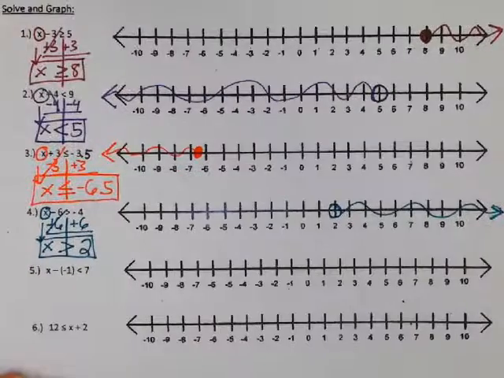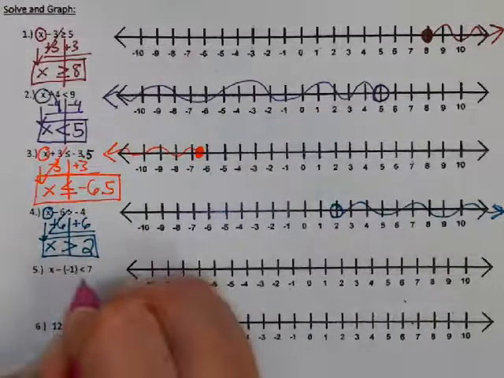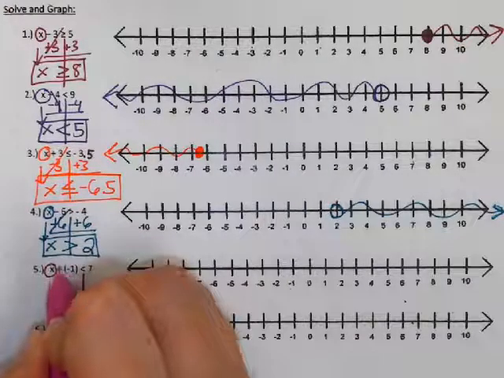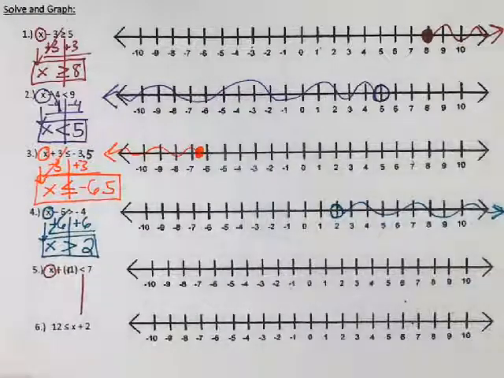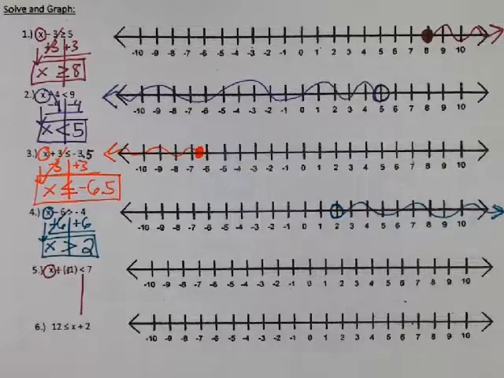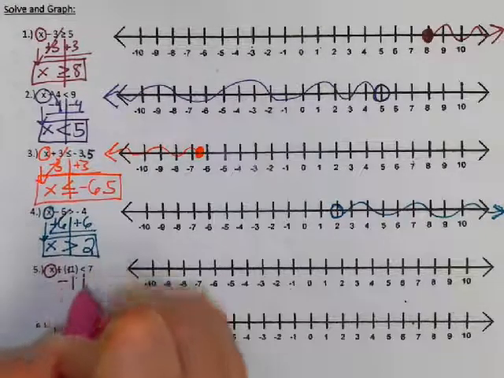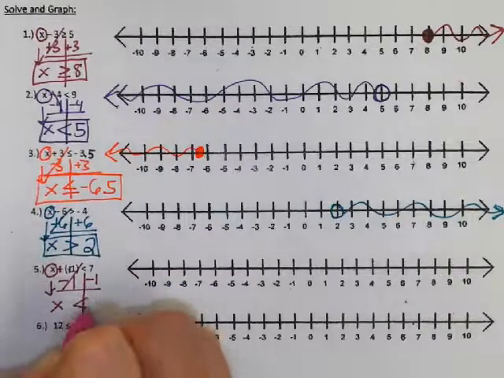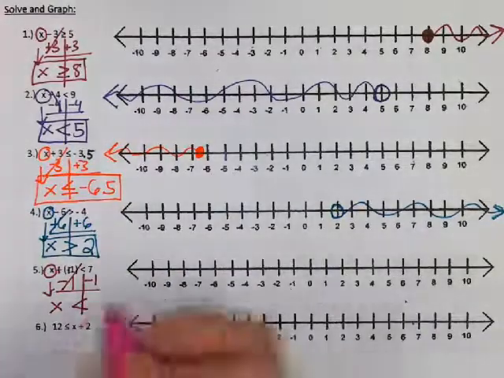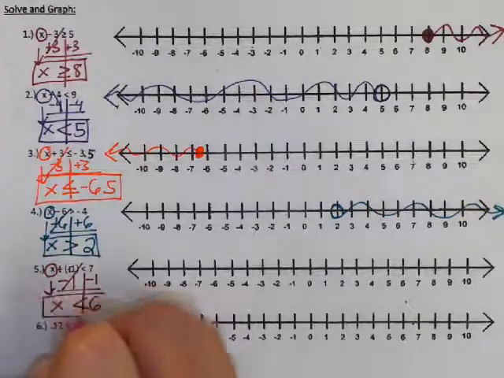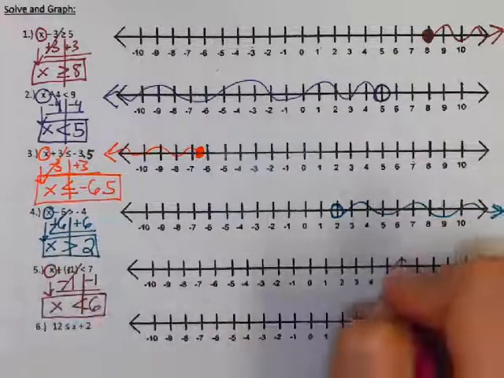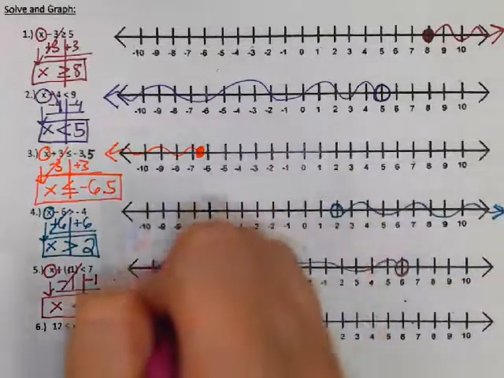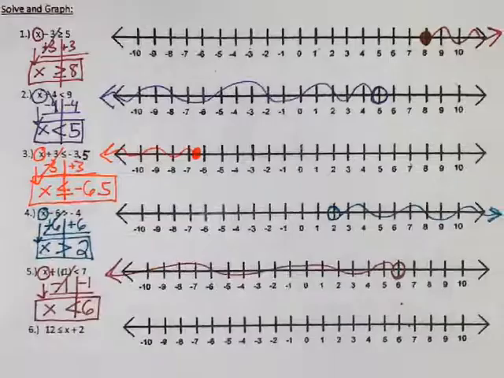X minus negative 1 is less than 7. Now just with any equation, minus a negative, you need to change that to plus a positive before you do anything. So now we have x plus 1 is less than 7. Well, I subtract 1 from both sides. Bring down my x and my less than. 7 minus 1 is 6. So x is less than 6. It does not include 6, so it's an open circle and it's less than. Very good.